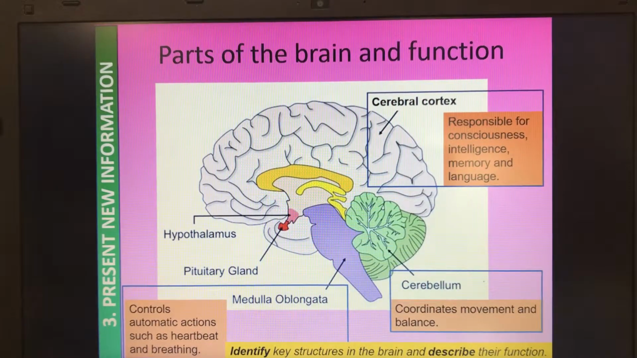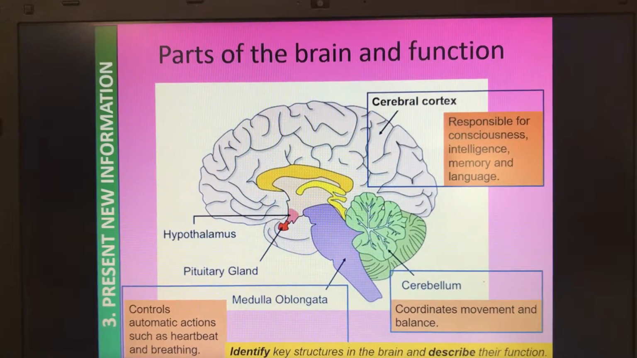These are the parts of the brain, the ones in boxes, that you must be able to identify on a diagram. So the main section at the top there, light colour, is the cerebral cortex. The section at the back of the brain, which is coloured green, is the cerebellum. And the long bit that goes down into the neck is the medulla oblongata.